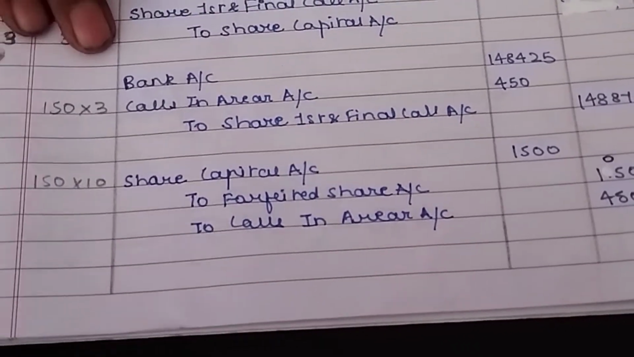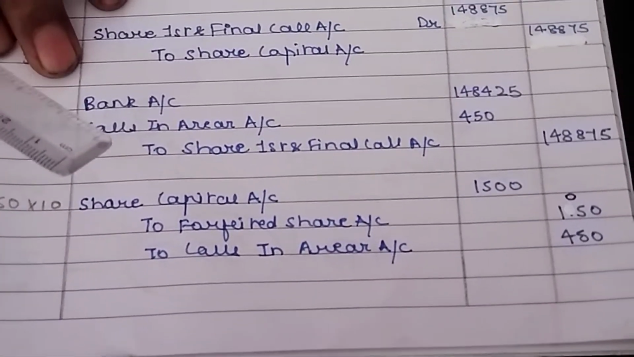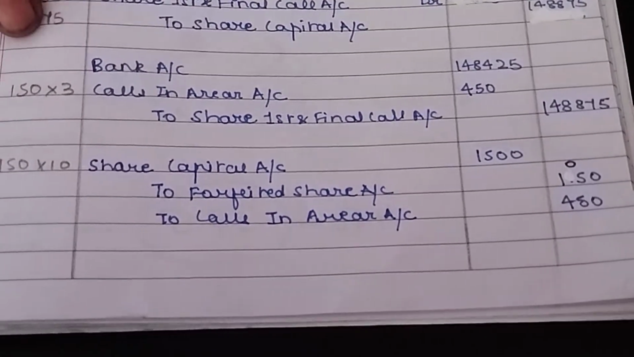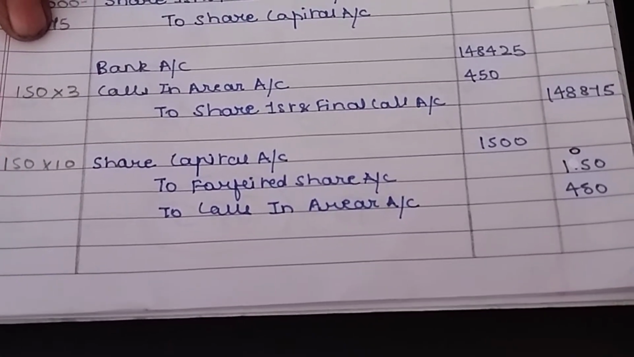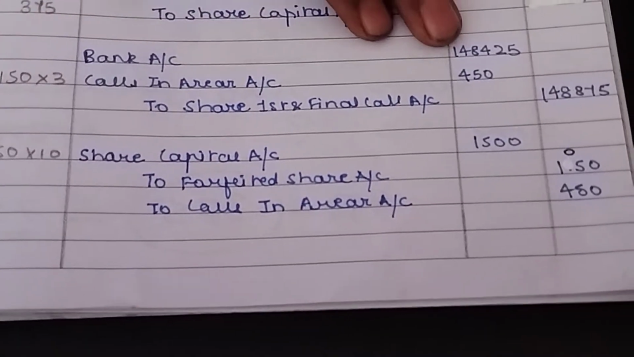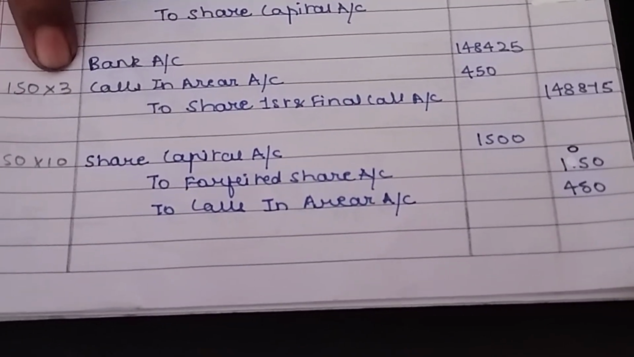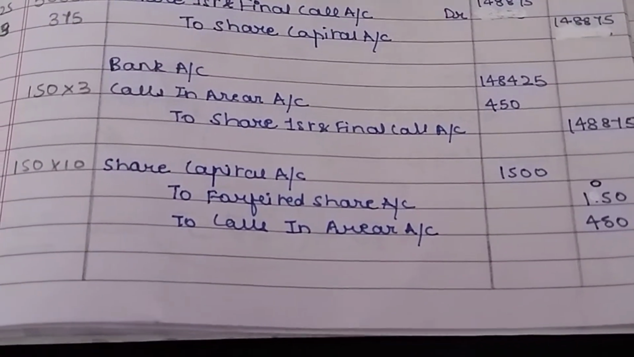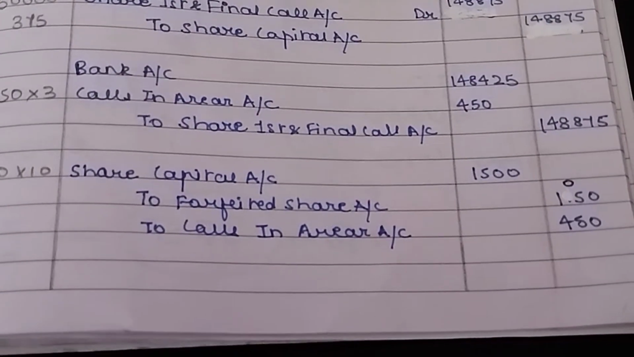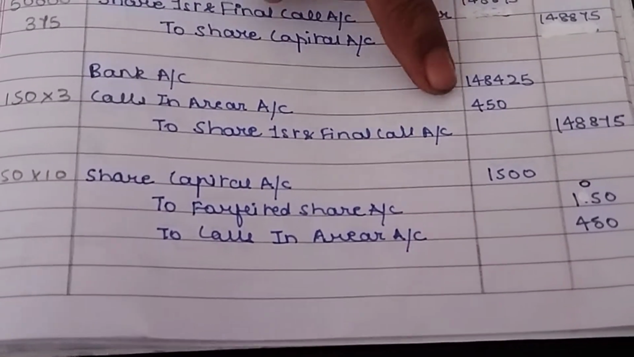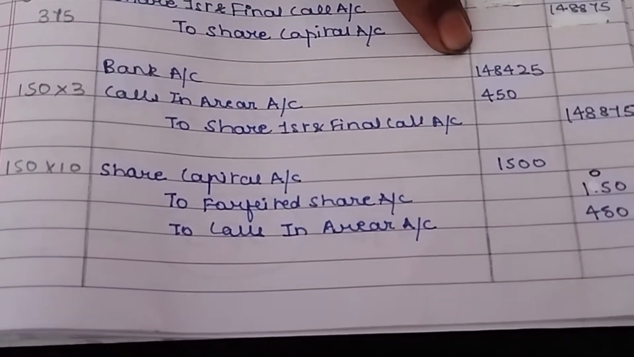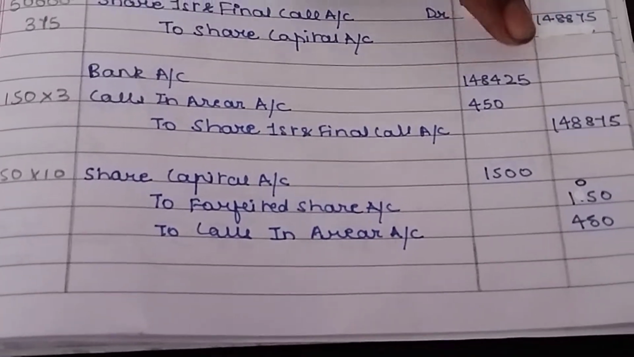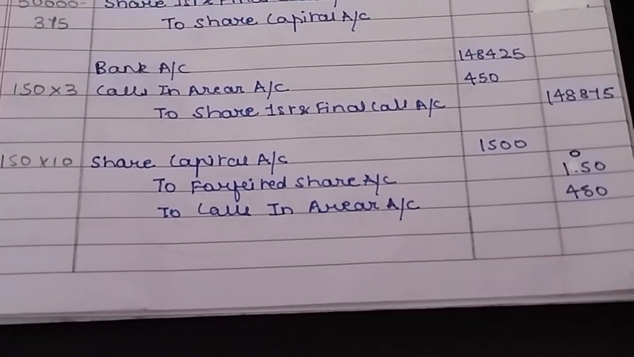Now receipt: bank account debit, calls in arrear account debit to share first and final call account. Mr. Sunil, to whom 150 shares were allotted, failed to pay the call money. So 150 into 3, calls in arrear 450. And balancing amount means 1,48,875 minus 450. Balance amount received is 1,48,425.